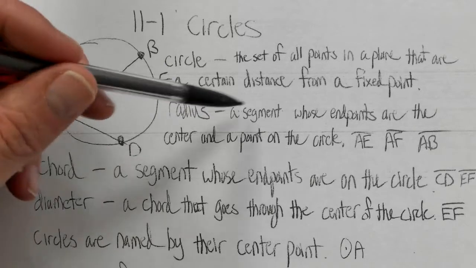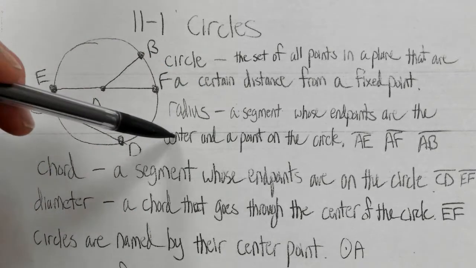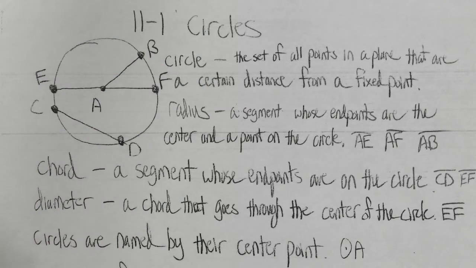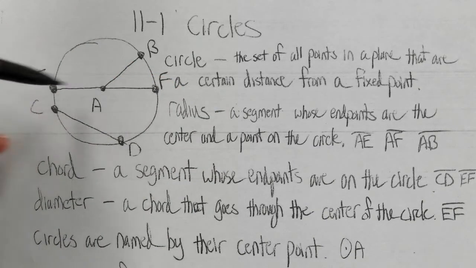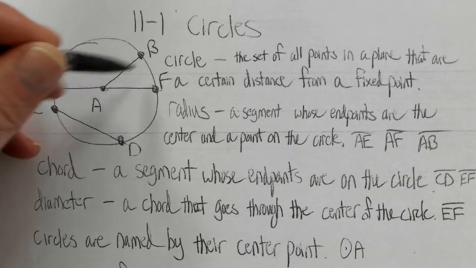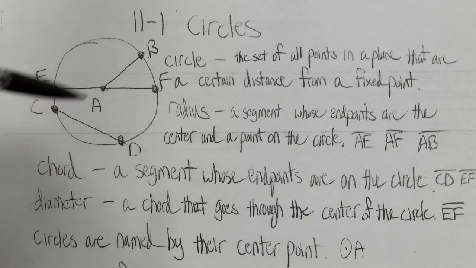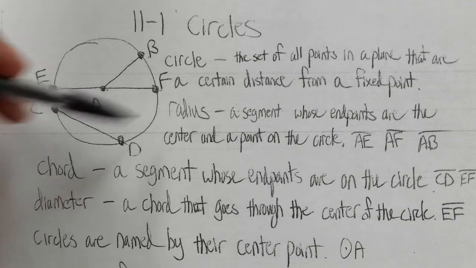A radius is a segment whose endpoints are the center and a point on the circle. There are several examples that we can look at of a radius. AE, that segment is a radius. AF is a radius. AB is a radius. Now, radius most people are familiar with.